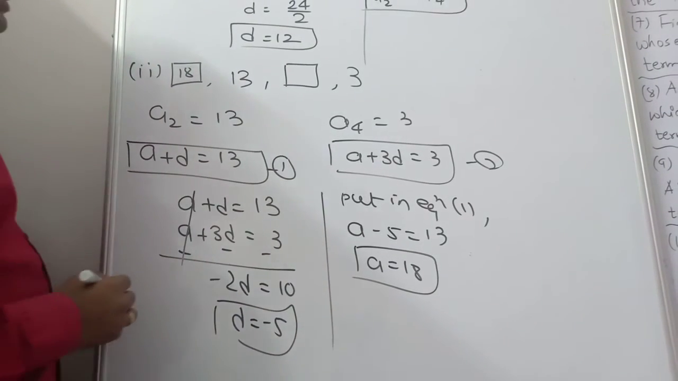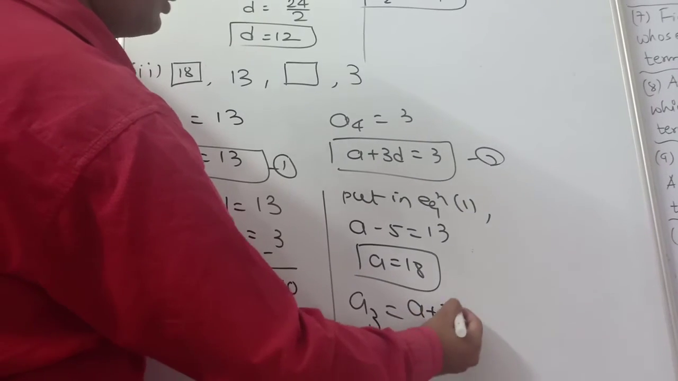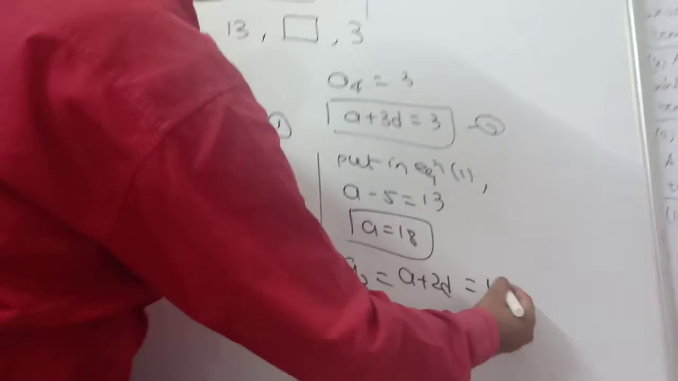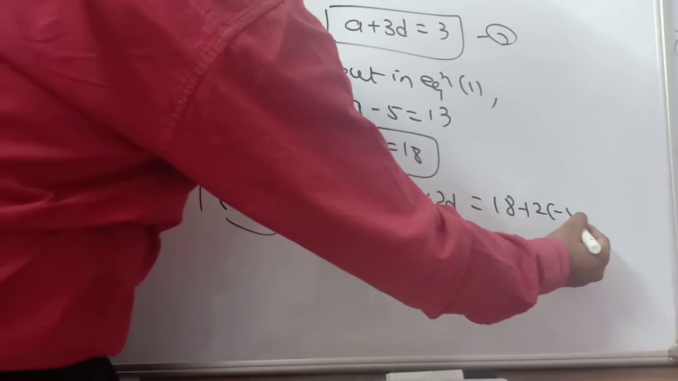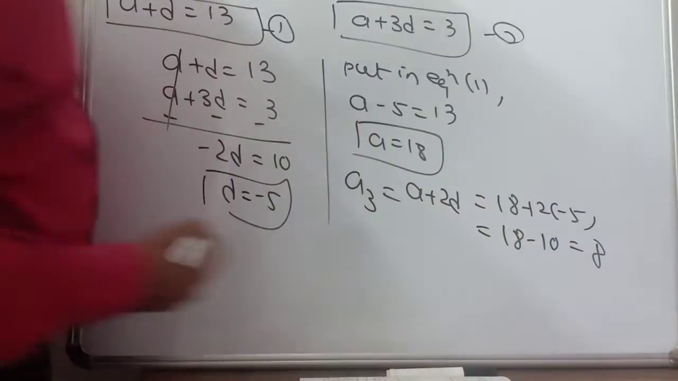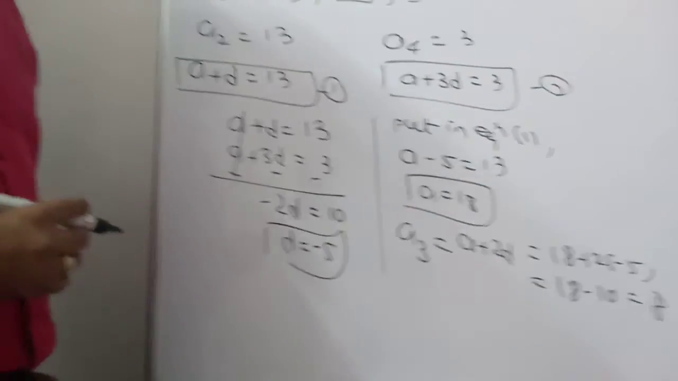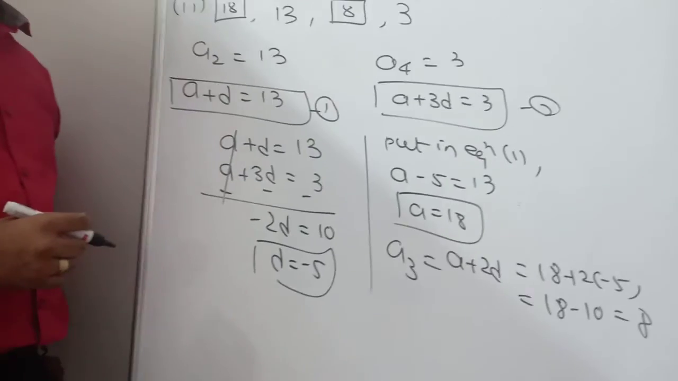Right? Okay. Now the third term. So a3 is equal to a plus 2d. Right? A is equal to 18 plus 2 into d, which is minus 5. 18 minus 10, we got 8. Understand? So the third term becomes 8 now. Understand? Clear? Okay.